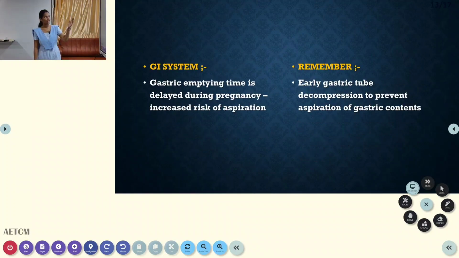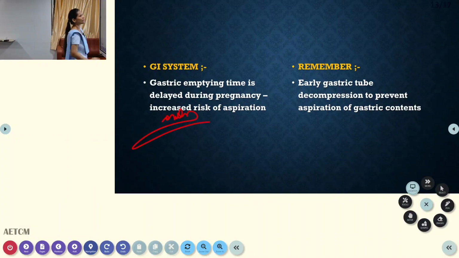The next thing, what will happen in the gastrointestinal system? There is an increased progesterone level, and it leads to relaxation of the smooth muscles of the GI system, so GI motility is reduced. Due to that, gastric emptying time is delayed, so there is an increased risk of aspiration in pregnancy. Remember this: early gastric tube decompression is needed to prevent aspiration of the gastric contents.